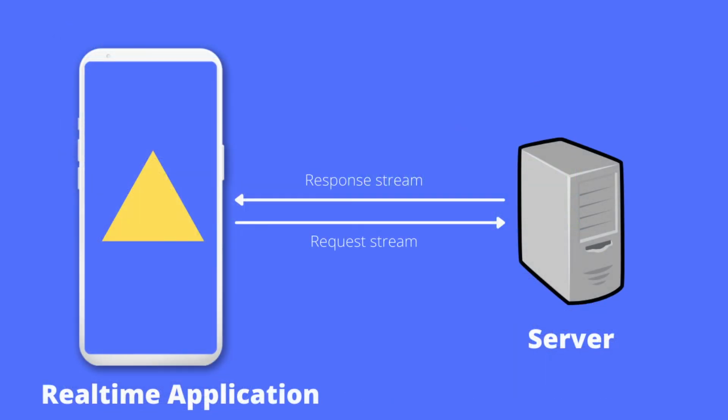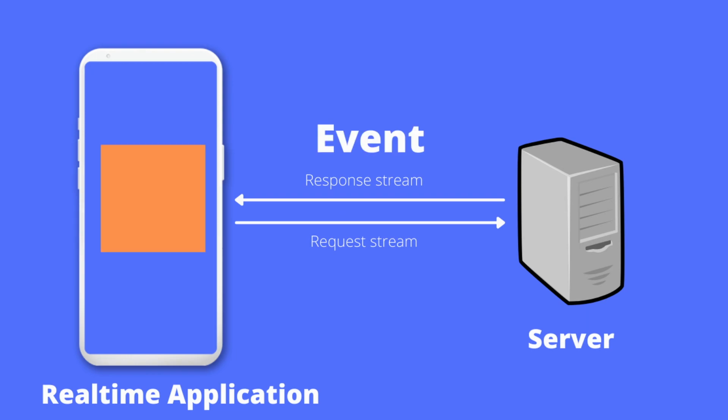So consider you are building a real-time application that needs to be updated based on some events occurring on the server side. The server is going to send these events in a stream. You need to capture that stream, decode the data and show it to the user. We use the StreamBuilder class for that.